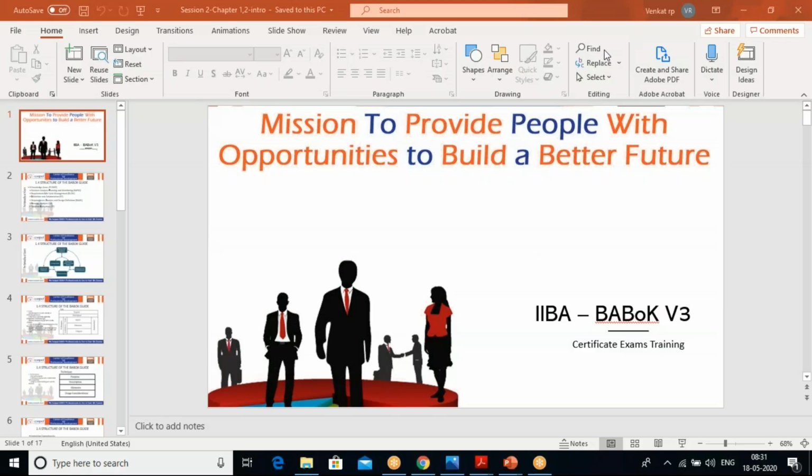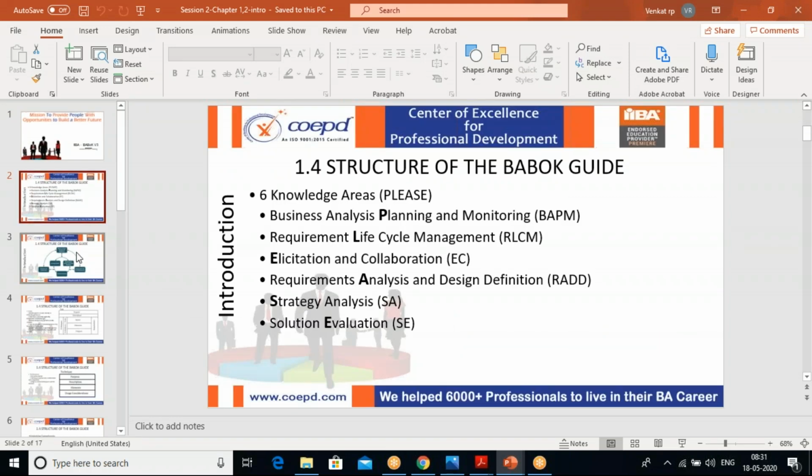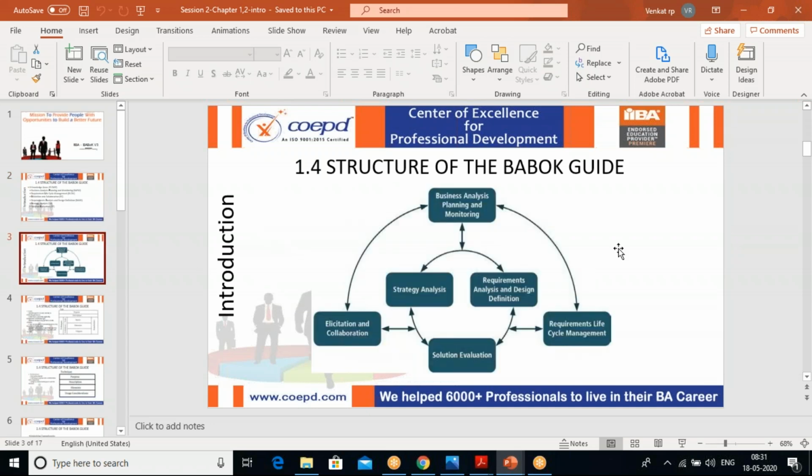Okay, so we have the 6 knowledge areas. If you talk about the BABOK structure, BABOK has 6 knowledge areas. The first one is business analysis planning and monitoring, then elicitation and collaboration, then requirements lifecycle management, then strategy analysis, then requirements analysis and design definition, and solution evaluation. Now these are the 6 knowledge areas which the BABOK is proposing. Okay, and it says that any business analysis tasks happen through these 6 knowledge areas only.